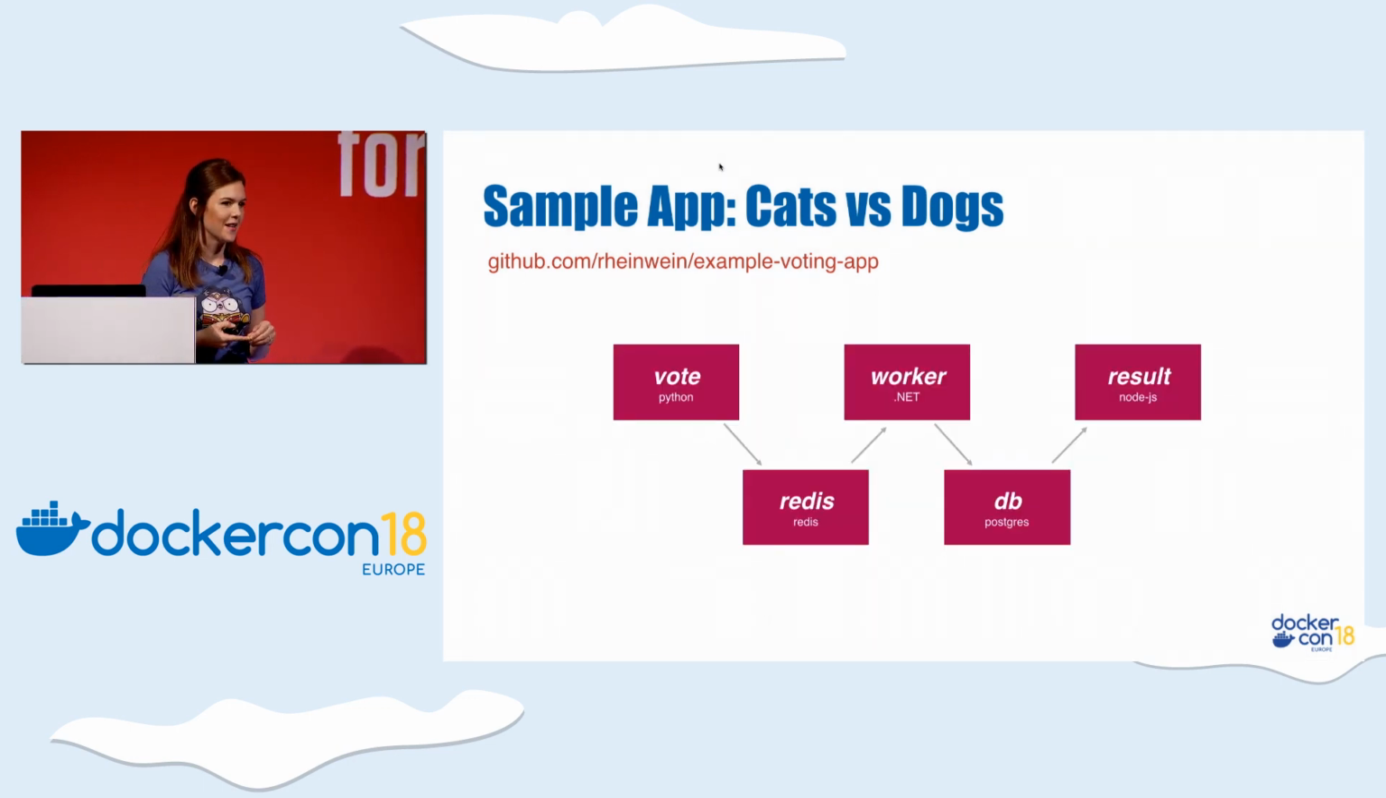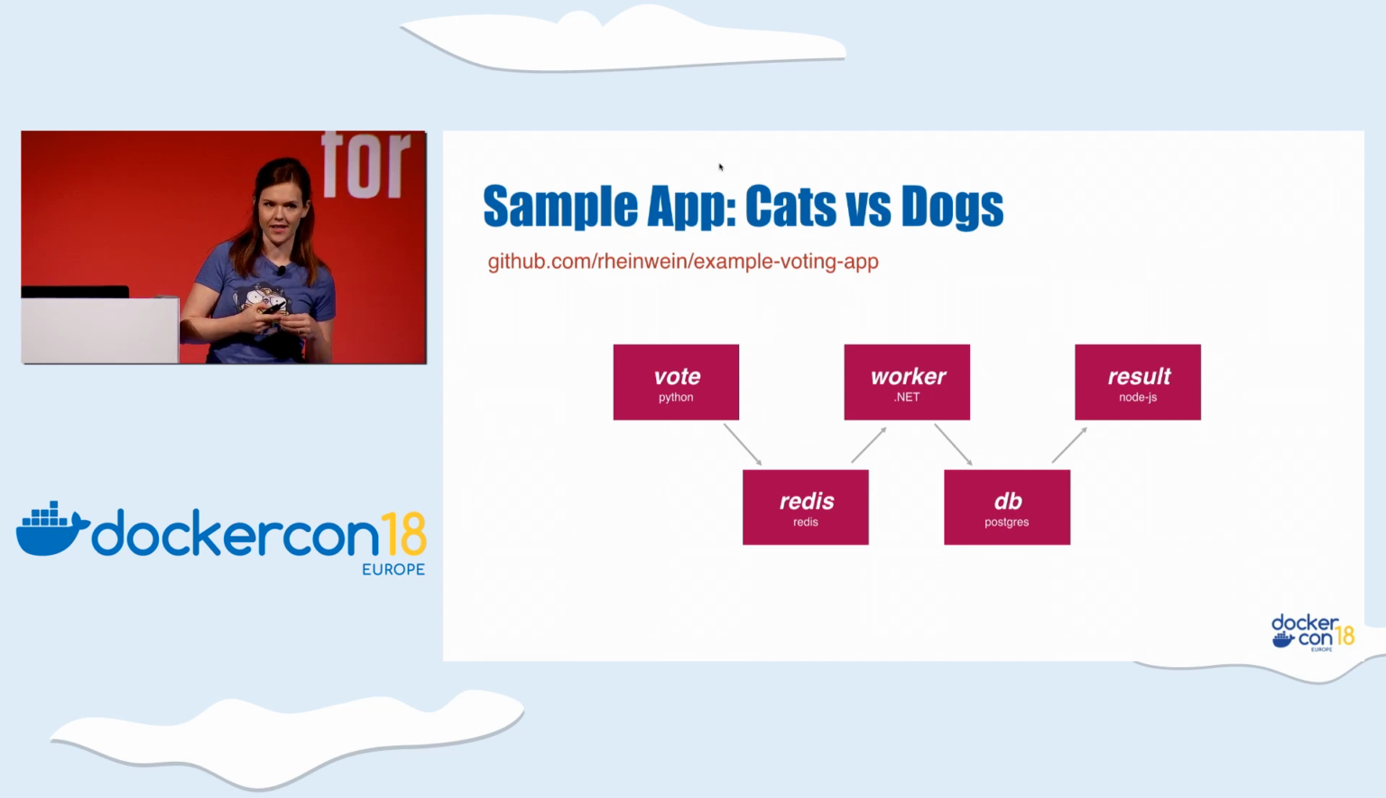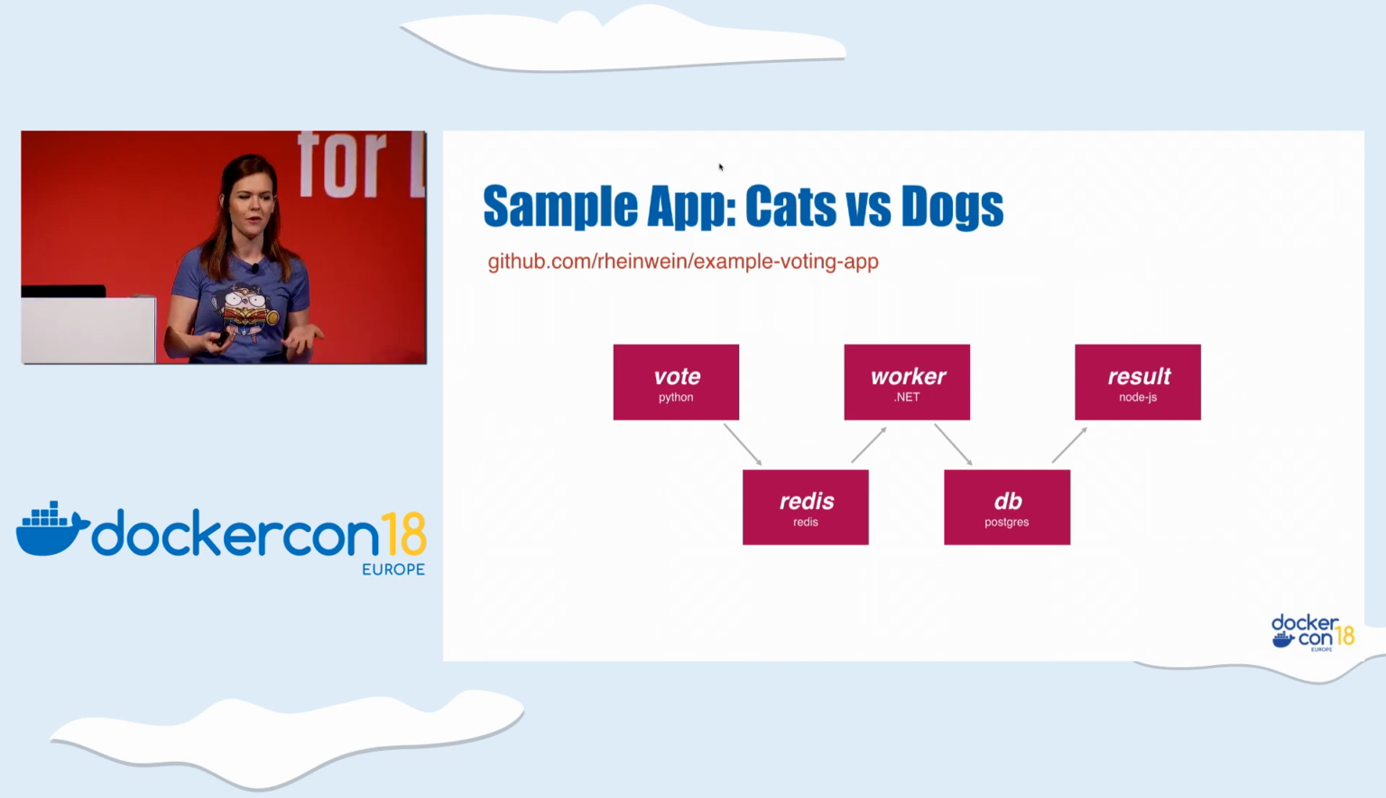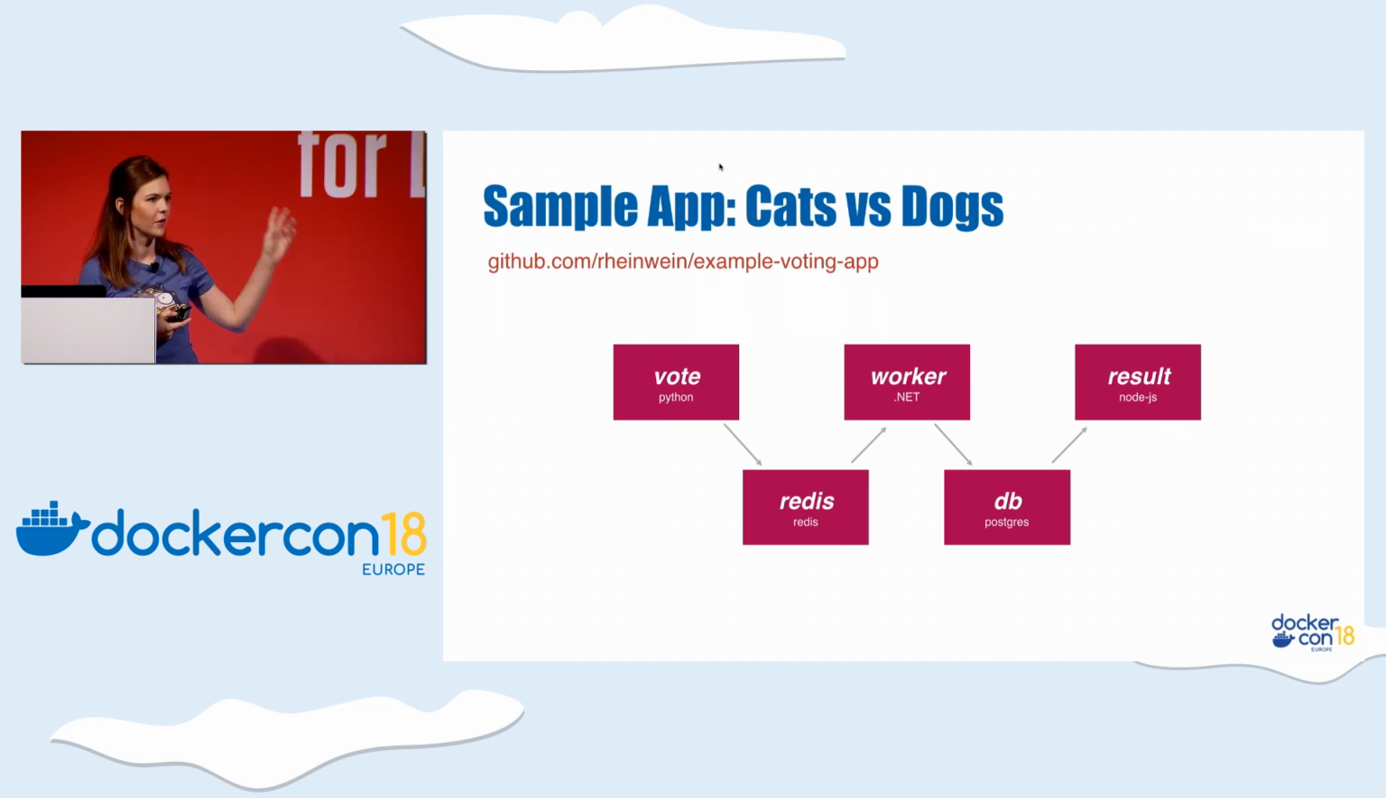So this application, as I mentioned before, is a little bit over-architected. You as a user put your vote in, and the voting application is a Python app, which then sends your vote to Redis, which then gets picked up by a worker that's written in .NET, which then writes to a database, which is Postgres, and then there's a Node.js result application that's reading the results of the voting and putting it into that nice voting pane.